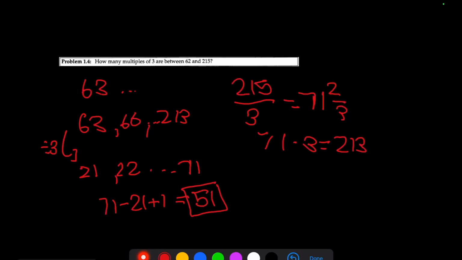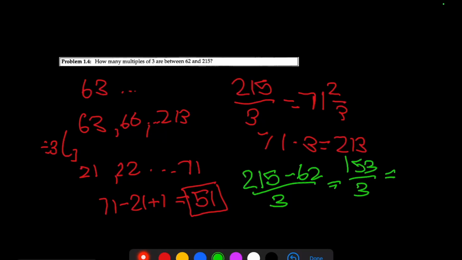Now, when I solved this problem the first time, I used this cool trick. 215 minus 62 over 3. This is the number of numbers between 215 and 62, and about 1/3 of them are multiples of 3. So this should work, right? And I would get 153 over 3 or 51, which is the same answer. However, the shortcut doesn't always work very well. And I'll show an example of when it doesn't work.